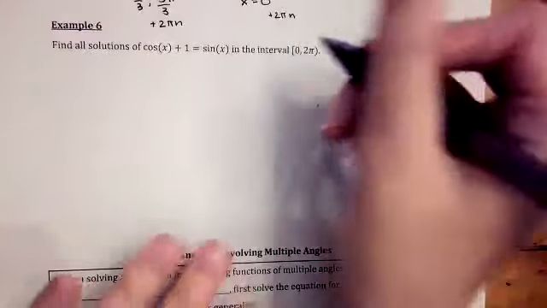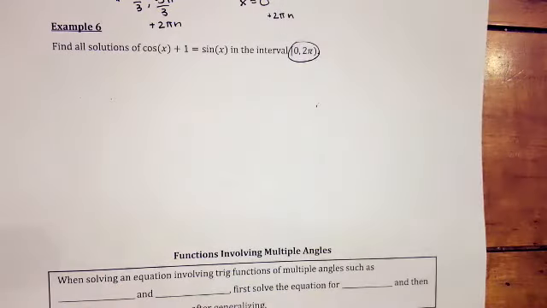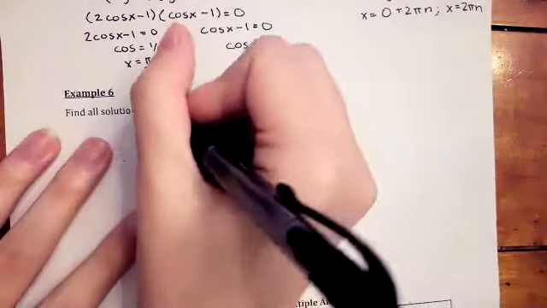For example 6, again, we're in an interval, so we're not looking for general solutions this time. We have cosine x plus 1 is sine x. We know something similar to this is a trig identity that would help. So we're going to start by squaring both sides.